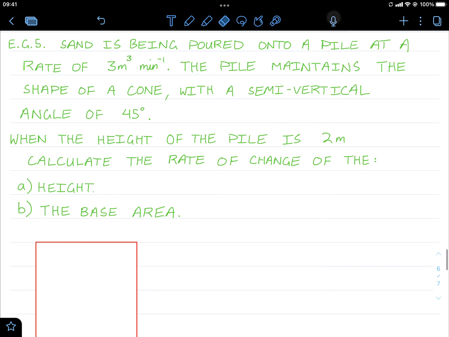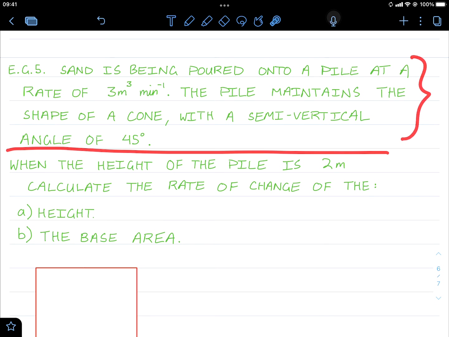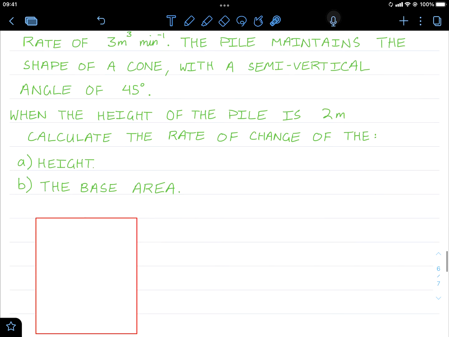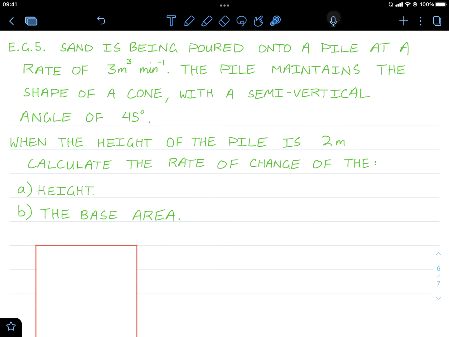So here we go. Sand is being poured onto a pile at a rate of 3 meter cube per minute. The pile maintains the shape of a cone with a semi-vertical angle of 45 degrees. Before we move even further, I'm going to stop and already try and figure out as much information as I can just from this first half of the question. Okay, so I want you to go ahead and try and figure out as much as you can.